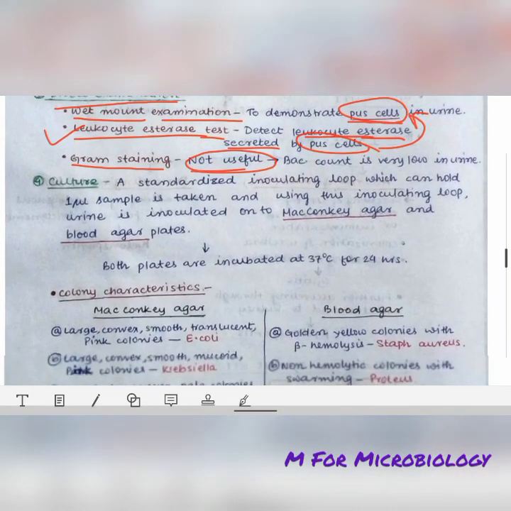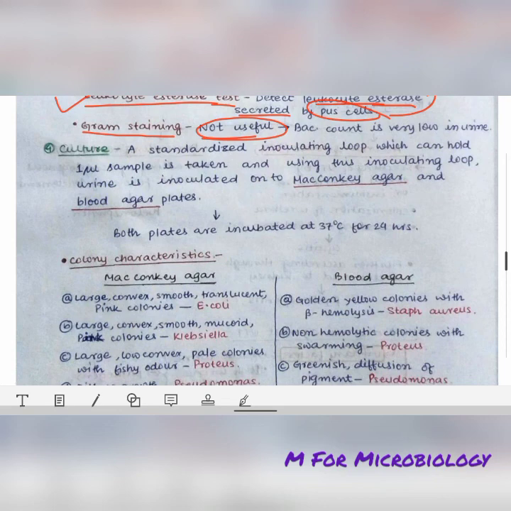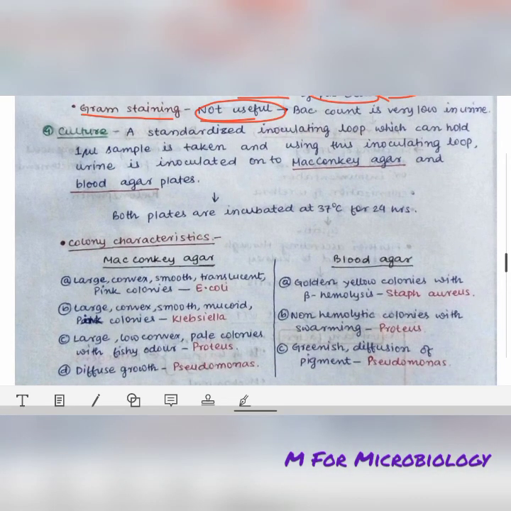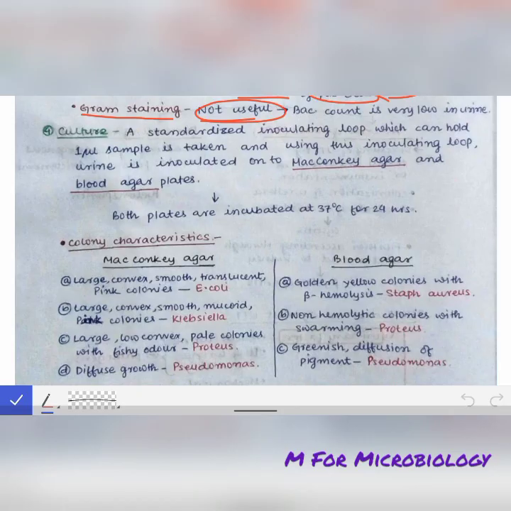Next is our culture. We have a list of bacteria we have seen earlier which may cause UTI. On the culture media we inoculate the urine and put it into the incubator at 37 degrees C for 24 hours. So what are the media that we use?